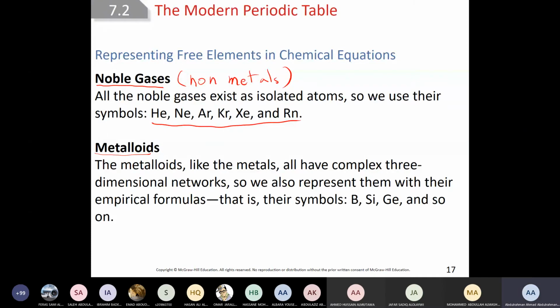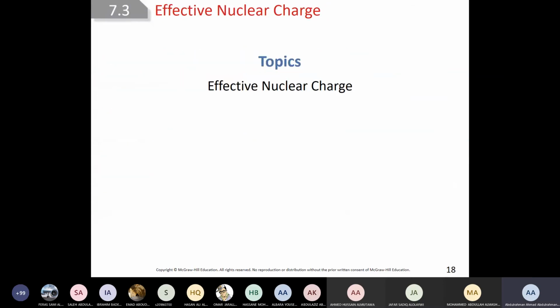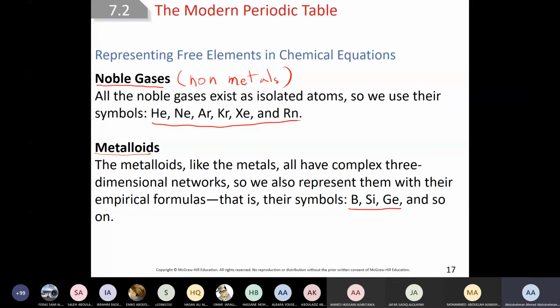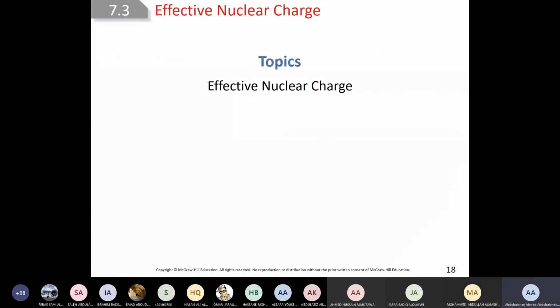Okay, and these are the metalloids, and you have to know them from the structure, the metalloids that I showed you in the periodic table. Okay, good. Now, let's go to another subject, which is called effective nuclear charge.